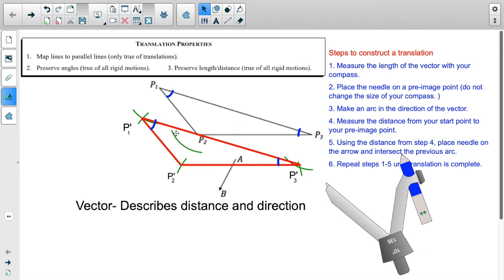Notice here, I can slide P1 and it will land right on top of P1 prime, right? Because they are going to be congruent. Similarly, if I slide this one over, they should be about the same size, okay? Now, sometimes they may not be perfect because things can go wrong, especially when we're measuring.